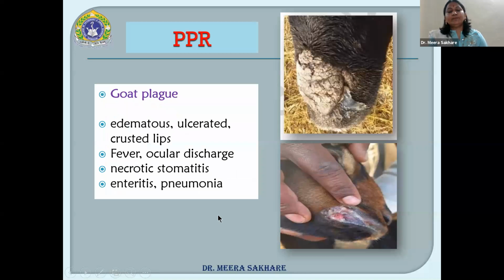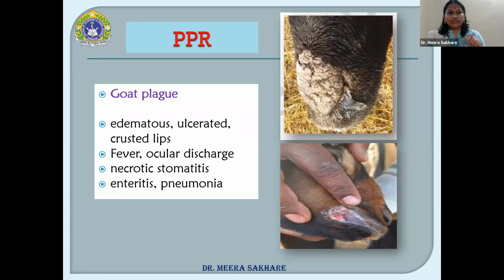Then next is PPR. Again, it is a viral disease in which the oral cavity of the animal is mostly affected. PPR is a viral disease of a very acute nature. Within a short period of time, a large number of animals are affected, and it has a high morbidity rate. Morbidity is 90 to 100%, while mortality varies from 50 to 100% according to the treatment protocol or diagnosis.